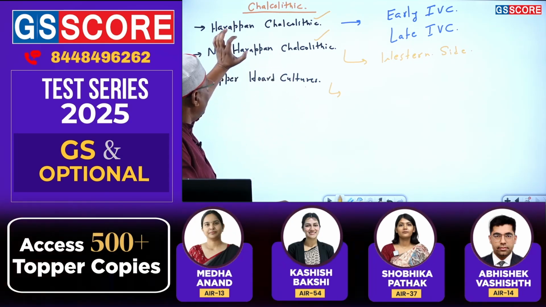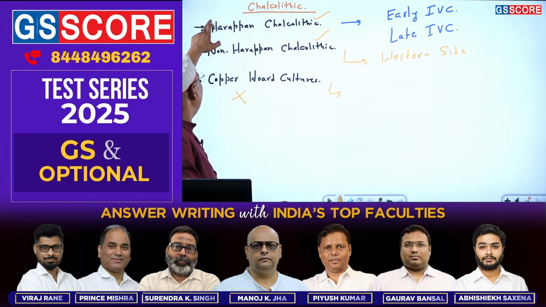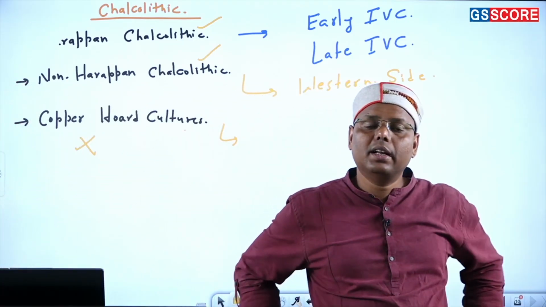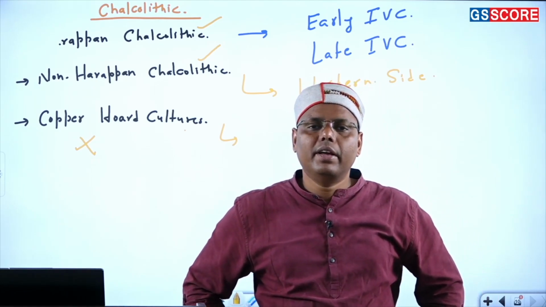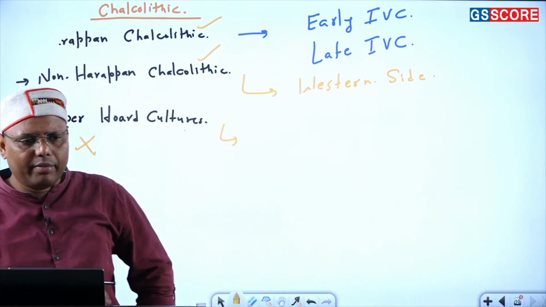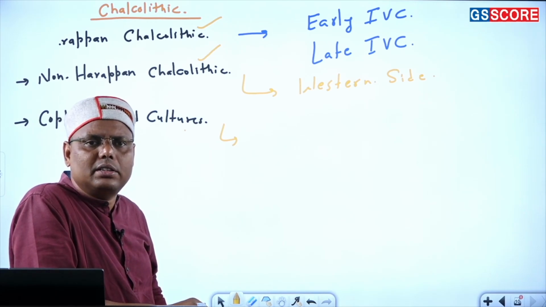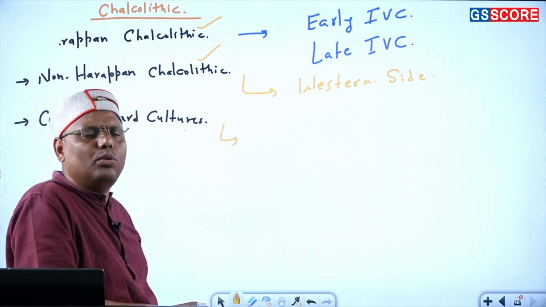Now, when it comes to the question, it may be asked on non-Harappan chalcolithic cultures, not on copper hoard, not even on this one, right? Why? Because the copper hoard culture is one of the cultures that has been less studied. In fact, we have very limited information in the last one decade. Frankly speaking, from 2010 onwards, several archaeologists have become very active in the eastern part of India and have been studying them. Otherwise, there was no information.